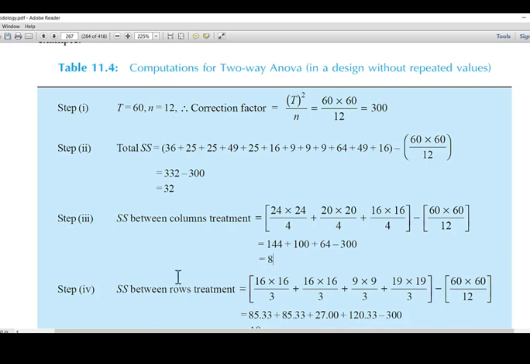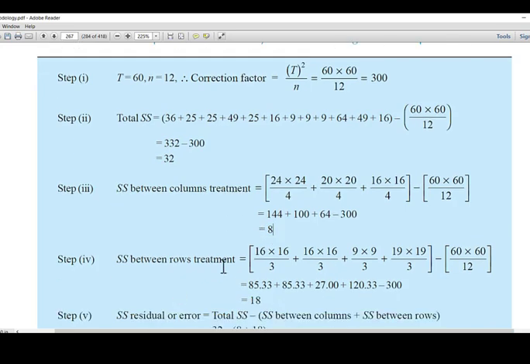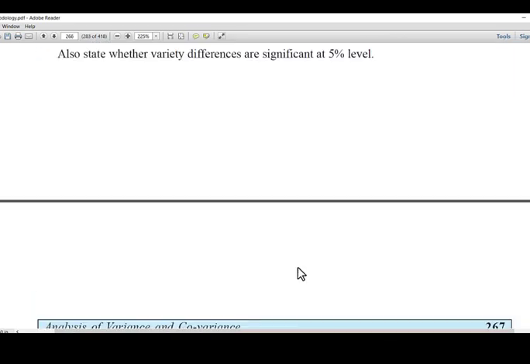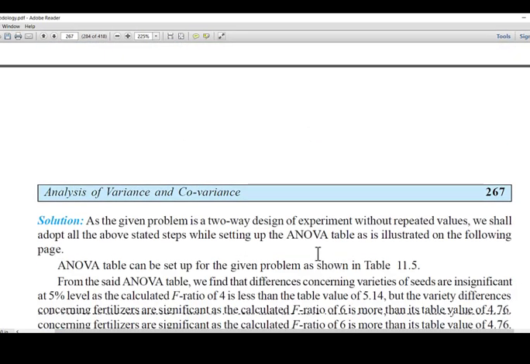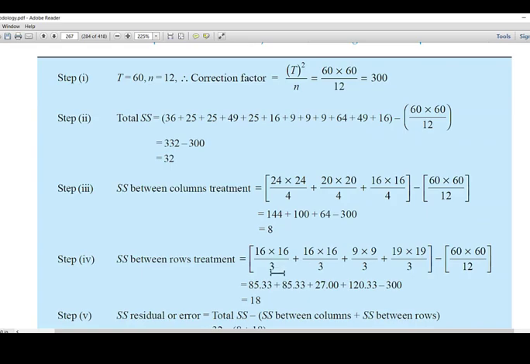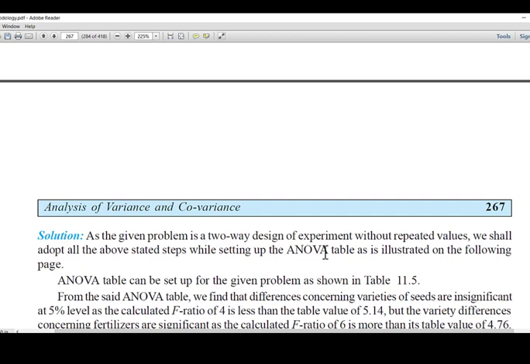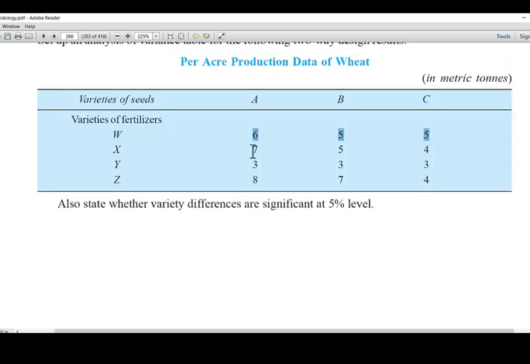And now SS between rows treatment. And here 16, 16, 9 and 19. How we have obtained them, you can see now here. 16 means actually this row summation, 6 plus 5 plus 5, so 16. That is squared and divided by, here you can observe, 3 because there are 3 values only. And next also 16 only, 7 plus 5 plus 4.